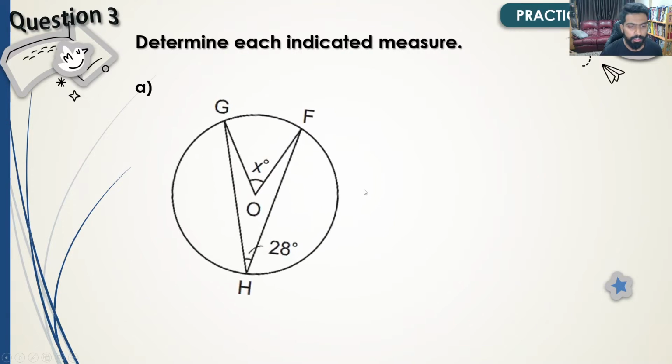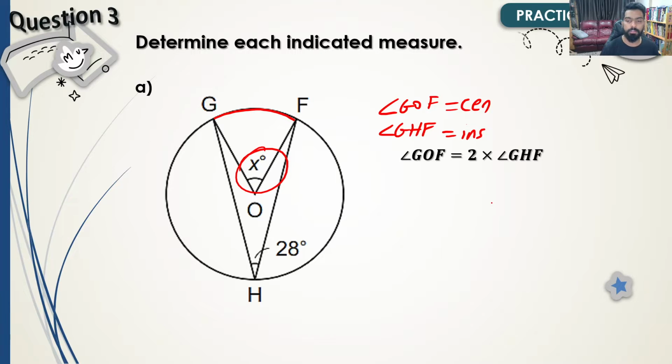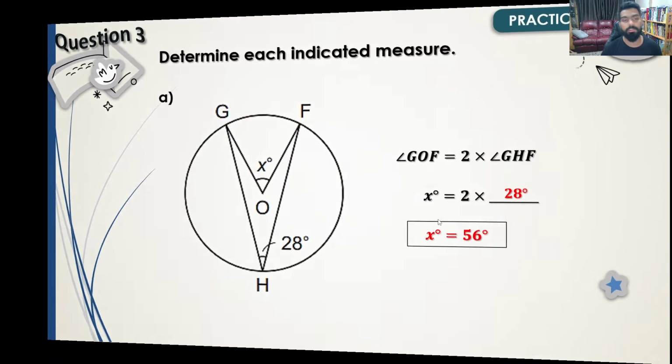Question number 3. All right, in this case, guys, we see that both these angles are subtended by the arc GF, right? So we have GOF and then we have angle GHF. Now this is the central and this is the inscribed, right? And we know that the central angle is twice the inscribed angle. Therefore, it will be 2 times 28 degrees, which is equal to 56 degrees.